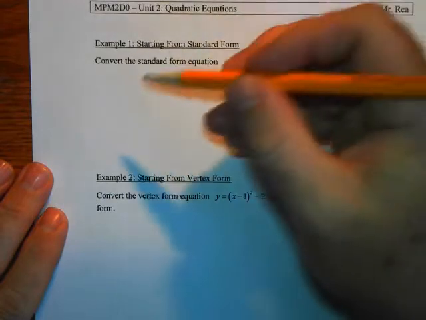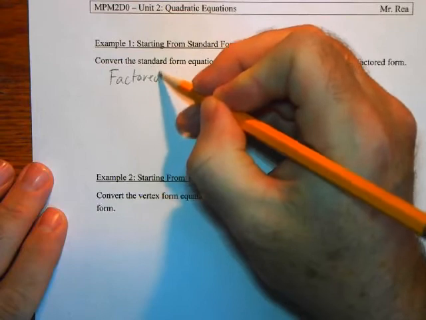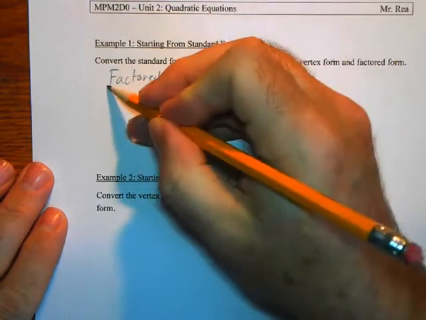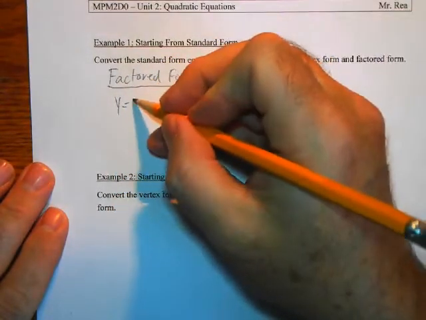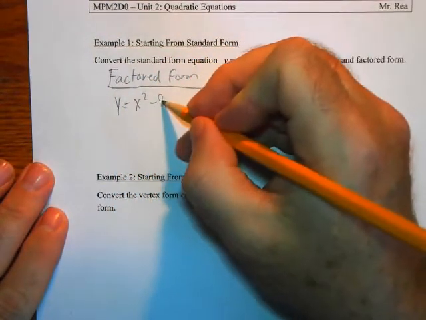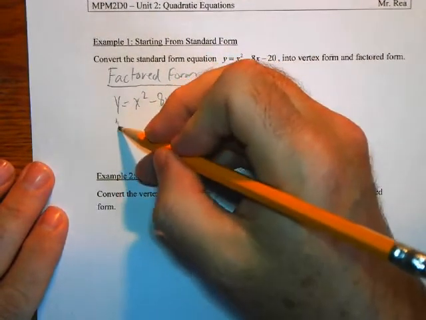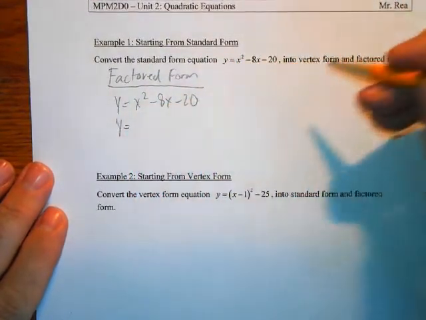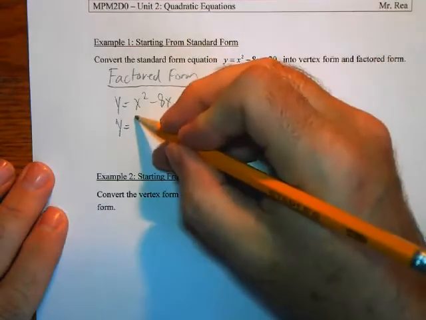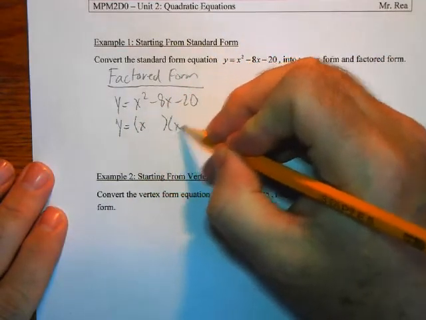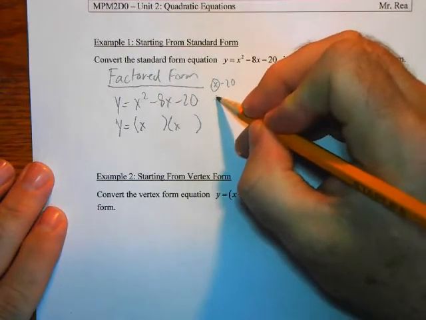So the first thing we're going to do is let's do factored form. Okay, so I'm going to start with the original equation, y equals x squared minus 8x minus 20. Now we're going to factor this. So this would be a simple trinomial factoring. And the two numbers that we're looking for go inside the brackets. They're going to multiply to negative 20, and they're going to add to negative 8.